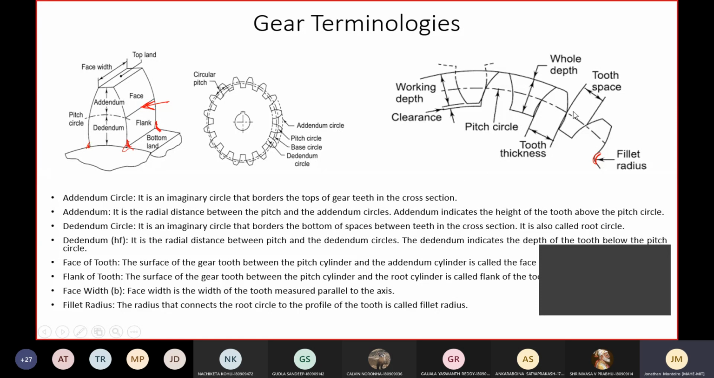We'll come to the importance of all those circles and how they affect our design of the spur gear and its gear tooth profile. The addendum circle, as it suggests, borders the top of the gear tooth in the cross section. That is basically the line joining the topmost face, or the tip of the tooth, which corresponds to the addendum circle. Similarly, the dedendum circle is the bottom of the spaces between the teeth in the cross section. So this represents the dedendum circle.